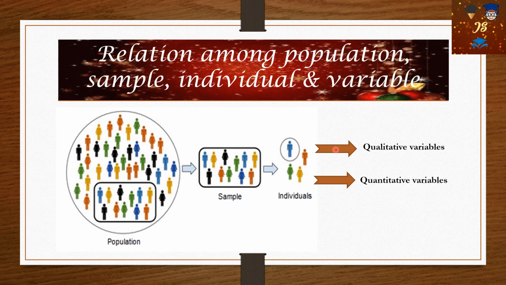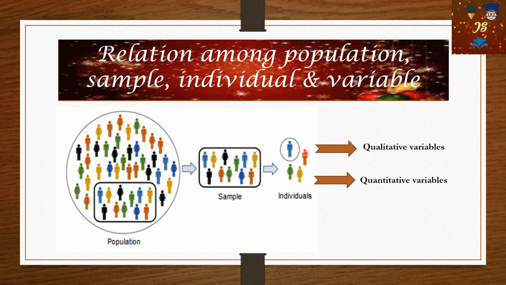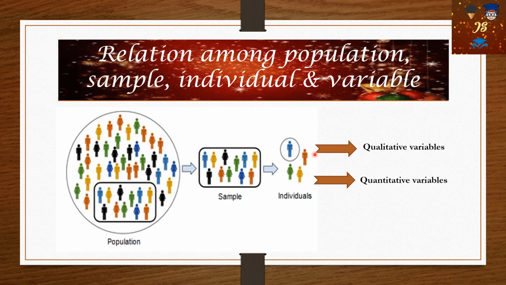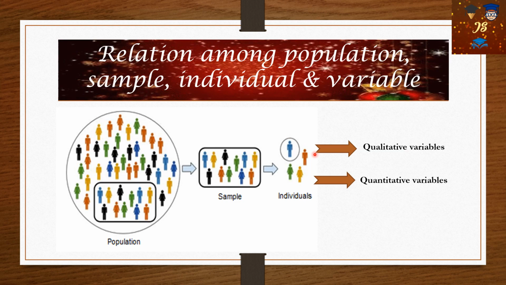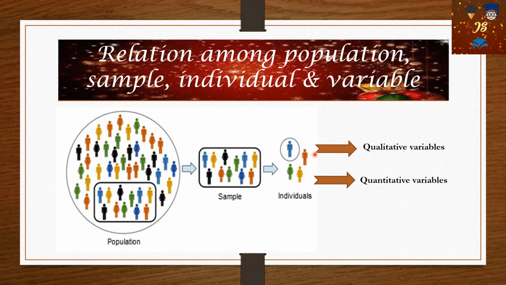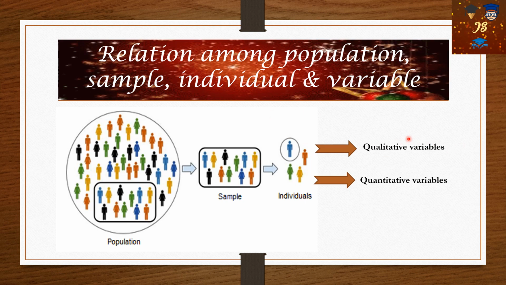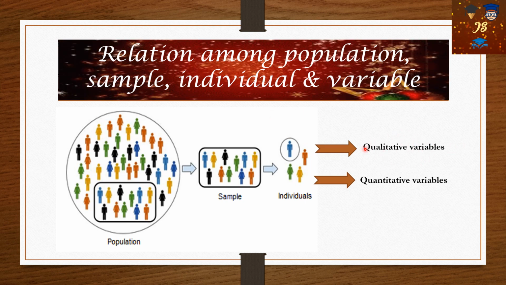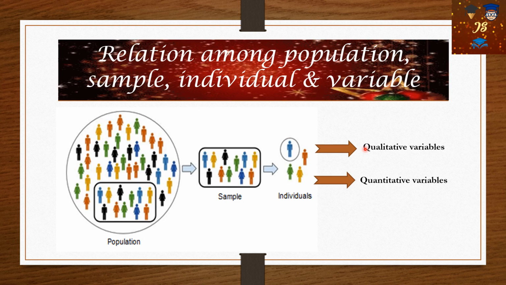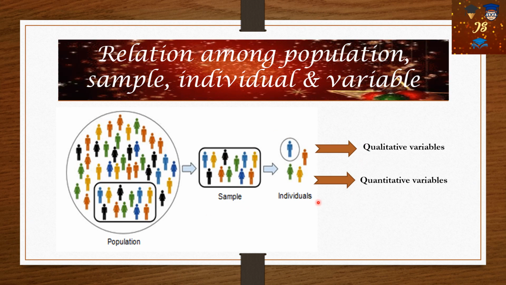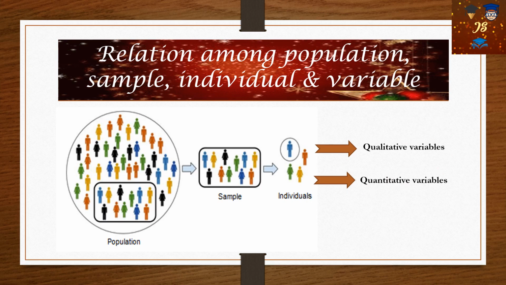Now, a qualitative variable means, for example, what is the eye color, the eyeball color. Then what is the style of the hair? Is it straight or curly? Then what is the skin color? These are the qualities, the qualitative variables. So this is the relationship among the population, sample, individual and the variables.